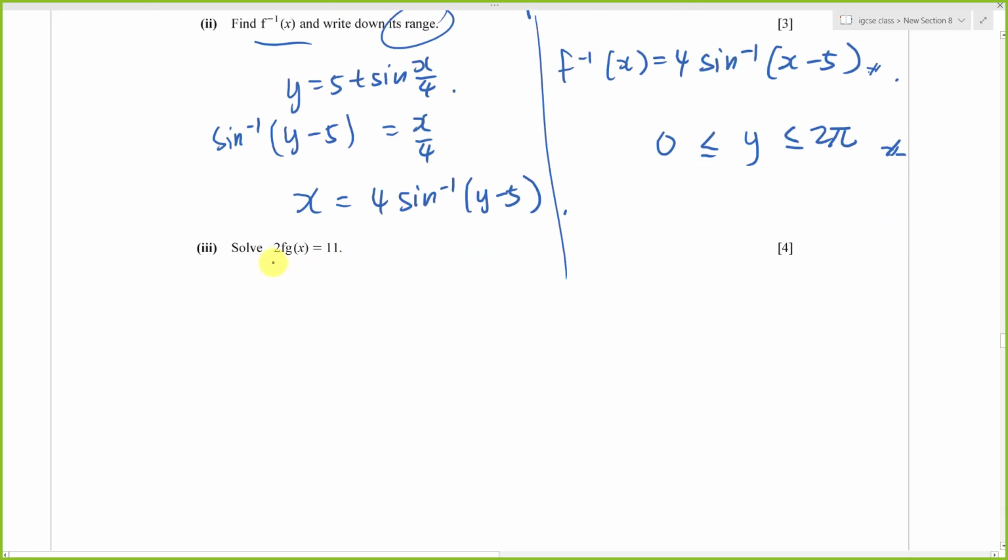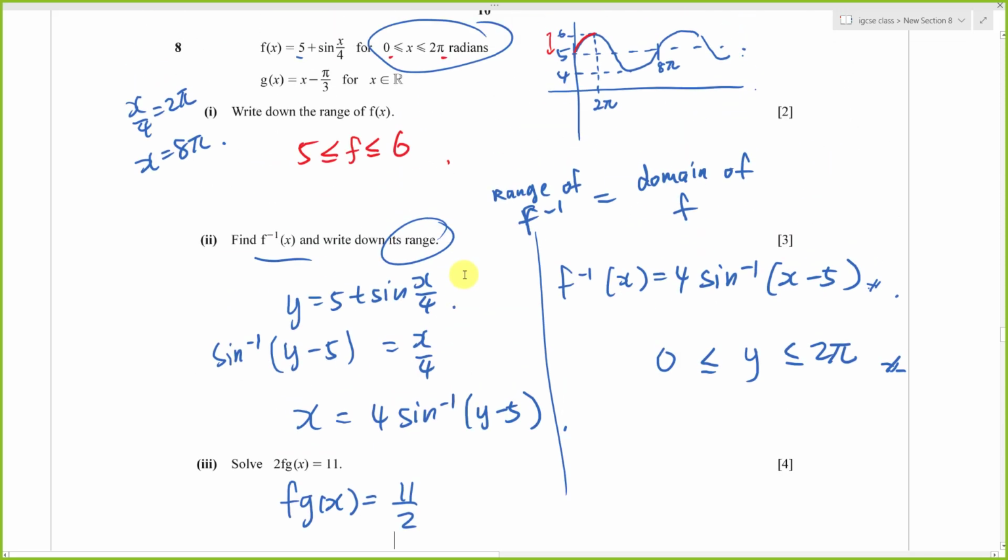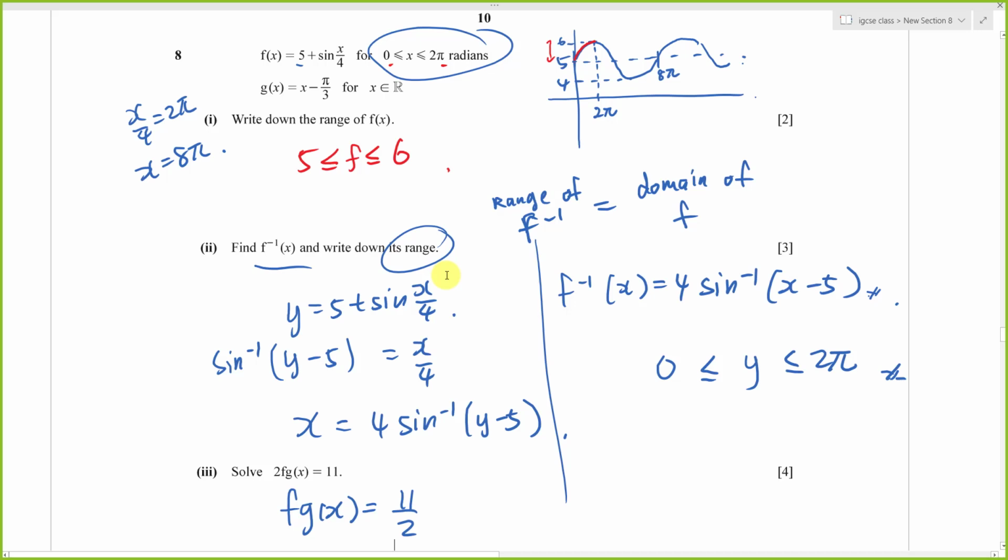So composite function, 2fg(x) equals 11. Then fg(x) equals 11 over 2. I hope the 2 there makes sense. So fg(x) means sub the g(x) into the f(x), isn't it? So sub the g(x) into f(x).